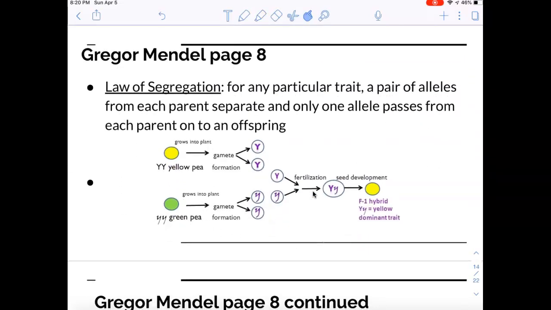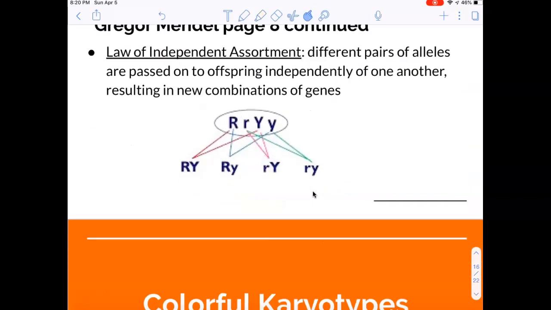So based off of these findings, we now have two different laws that come from Gregor's experiments. We have the law of segregation, which is the first one, and this just states that the pair of alleles from each parent separate and only one gets passed on to each offspring. So if you look, here is this parent's genotype and here is the green parent's genotype. The gametes form and only one Y gets put into each gamete, and then they randomly combine to form the offspring. So that's the law of segregation.